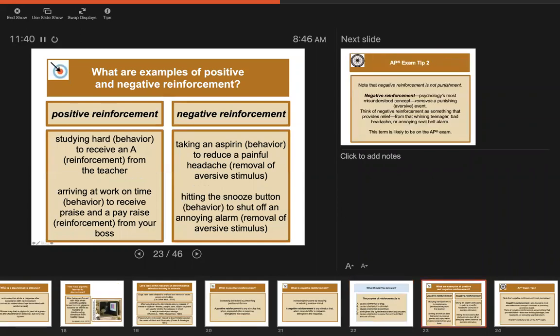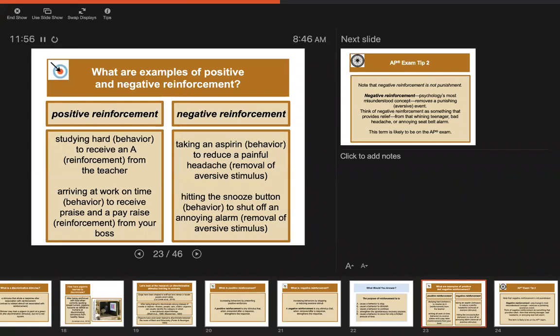What are examples of positive and negative reinforcement? So positive reinforcement, studying hard to receive an A. So the behavior would be studying hard, the reinforcement would be the grade. Arriving at work on time to receive praise or a paycheck could be another example.